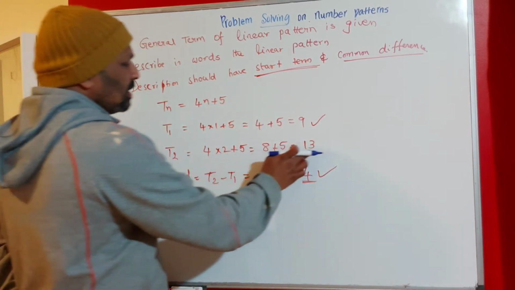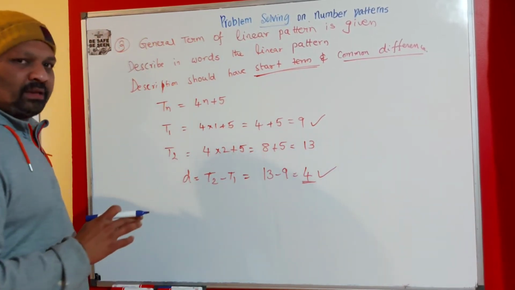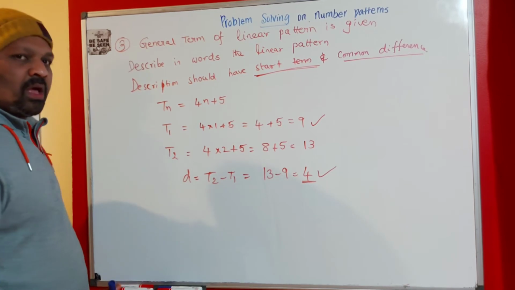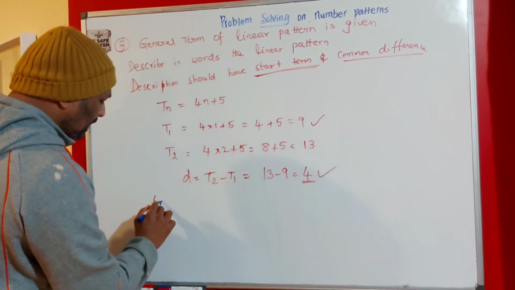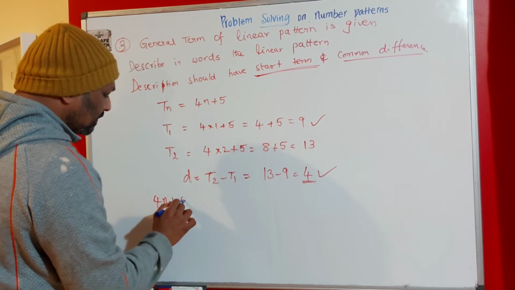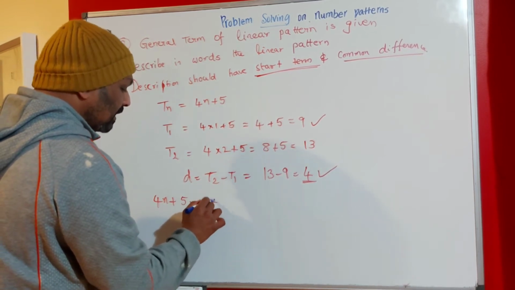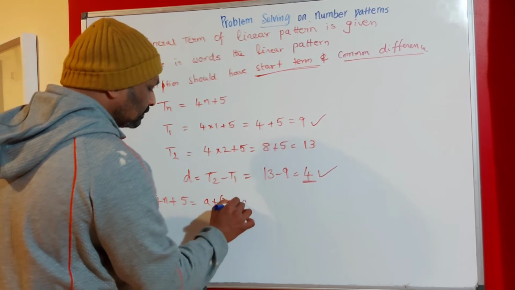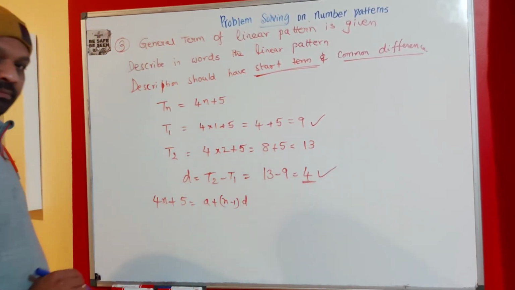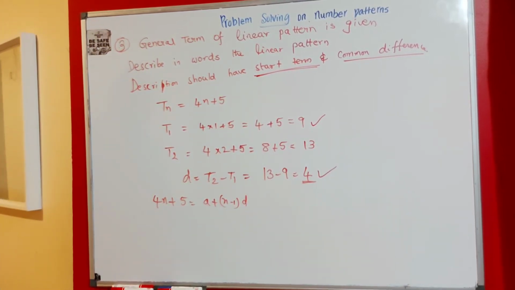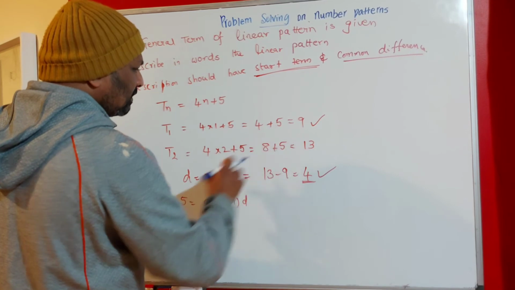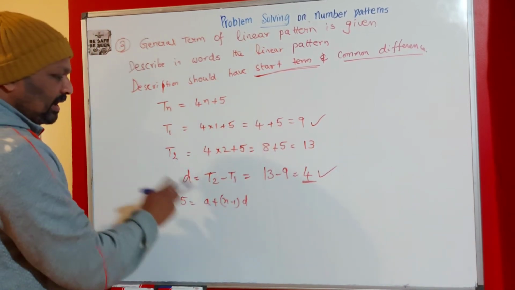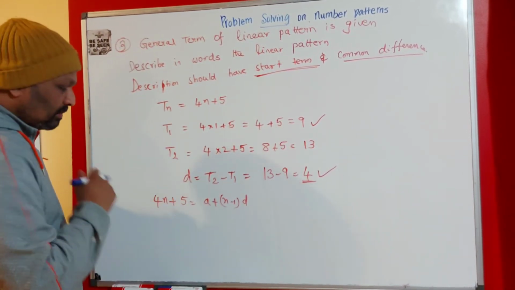Without finding the second term, there is also another way to find the common difference. How can we do that? You equate this with the general term. 4n plus 5 is equal to a plus (n minus 1) into d. So without finding the first term or the second term, you can find a and d. This is another way.